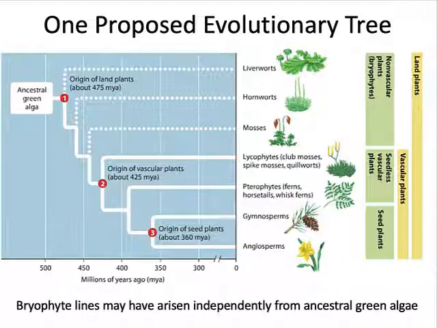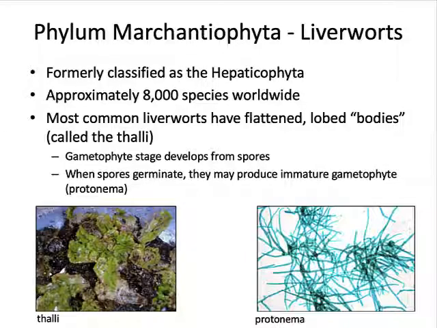We can finally launch into our first group, phylum Marchantiophyta, which includes the liverworts. There are approximately 8,000 species worldwide, and they are very common. They tend to have flattened, lobed bodies that are referred to as thalli. Now, just like other plants in the bryophytes, the gametophyte stage develops from spores, and when the spores germinate, they typically produce an immature gametophyte that is referred to as a protonema.